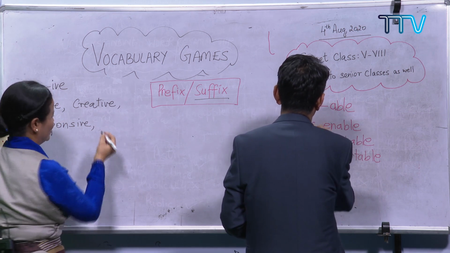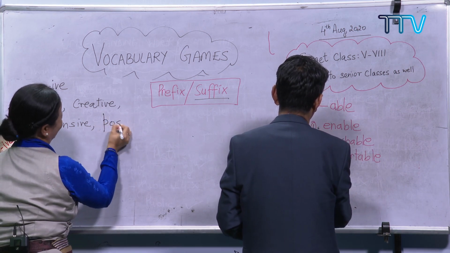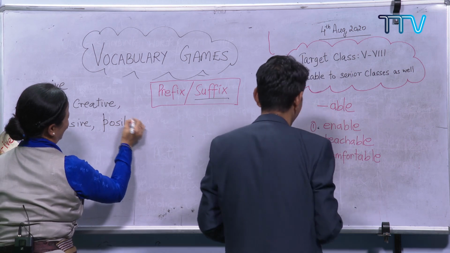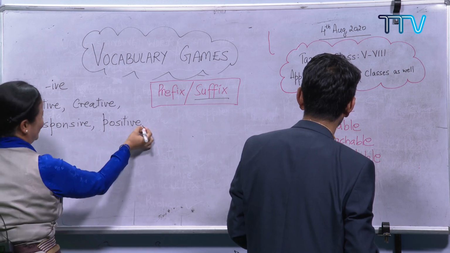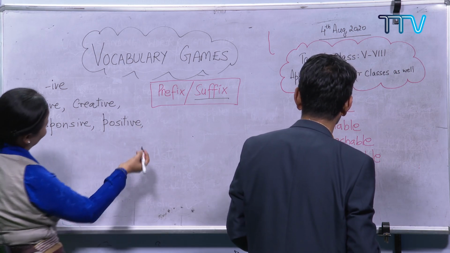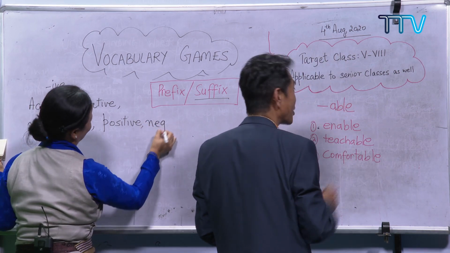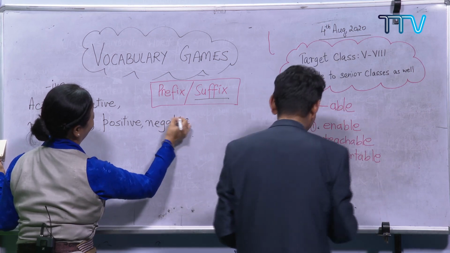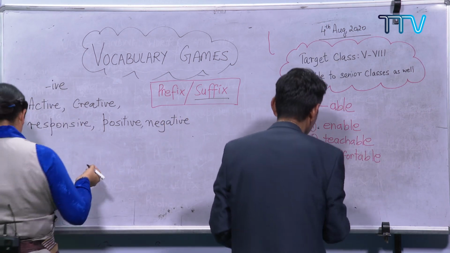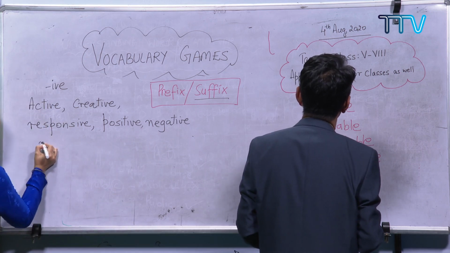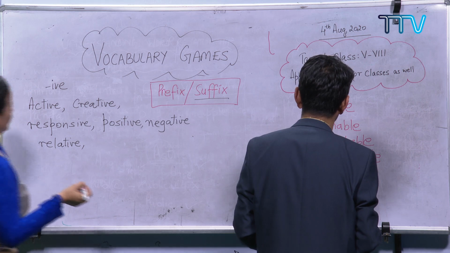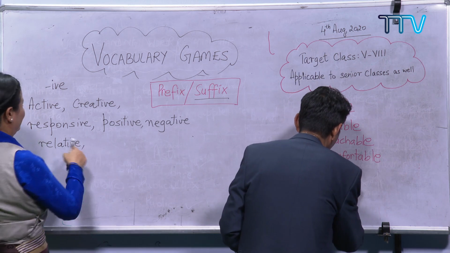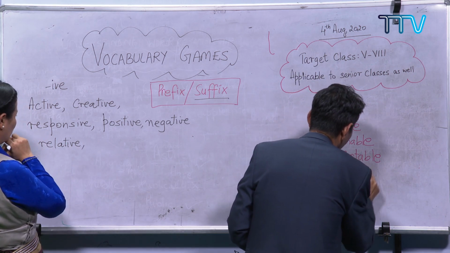Okay, a viewer suggested positive from there. Okay, positive. This is comfortable, one coming from a viewer. Teachable, positive, negative. Can you give me any word? Able. Negative, relative. Okay, capable. Relative. Capable.